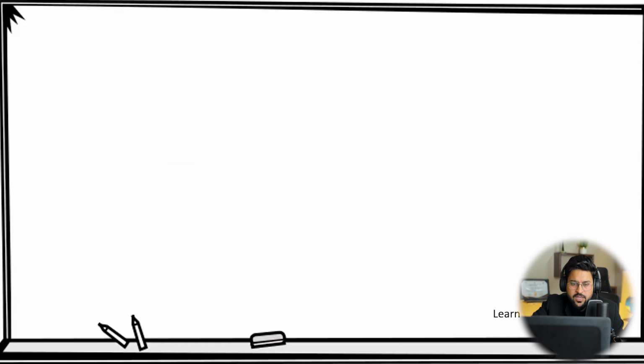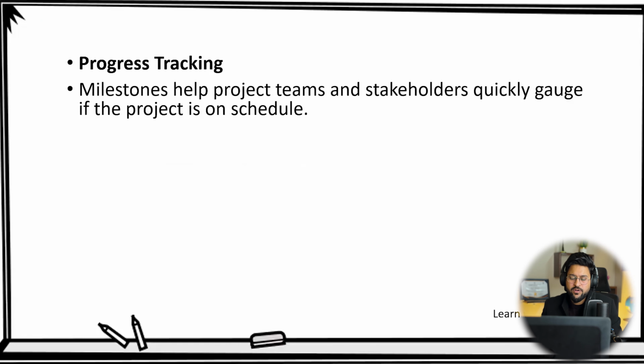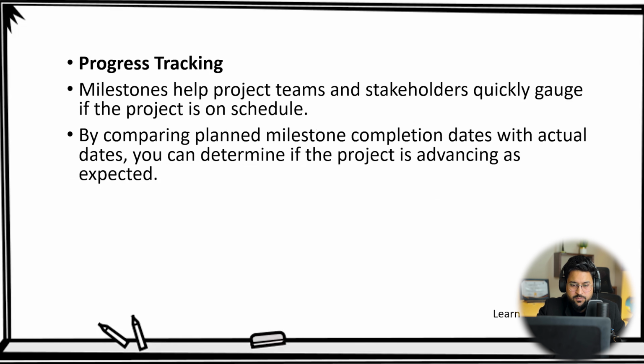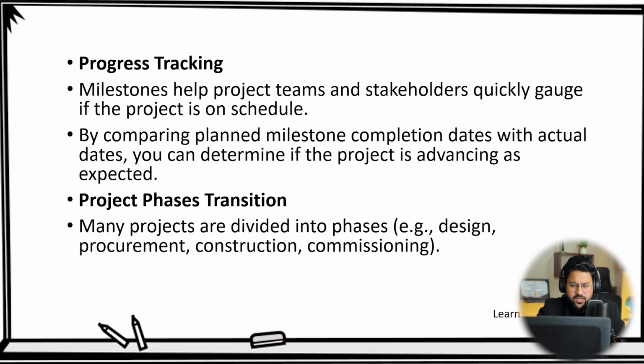These are the flags. And in contractual terms, you can see progress tracking. Higher up, senior management or government authorities are looking to allocate milestones on your project schedules to track progress at the higher level or deliverable level. By comparing planned milestone completion dates with actual dates, you can determine if the project is advancing as expected. Project phases, transitions, you can have design, procurement, construction.